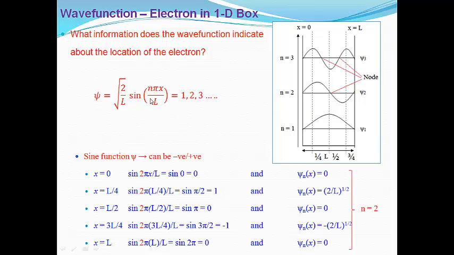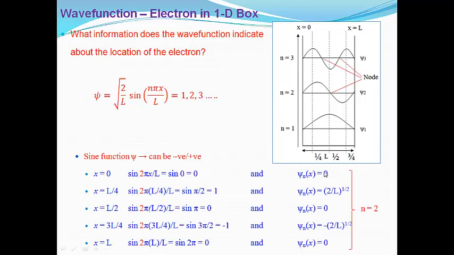And sine pi over 2, you can plug that into your equation, you'll find out that that is equal to 1. If that is equal to 1, then psi turns out to be equal to the square root of 2 over L, and it's a positive value. Now if x is equal to a half of L, meaning that we're here, then this sine function becomes sine pi, which is equal to 0, and therefore if we plug that back into our equation, then psi becomes 0.